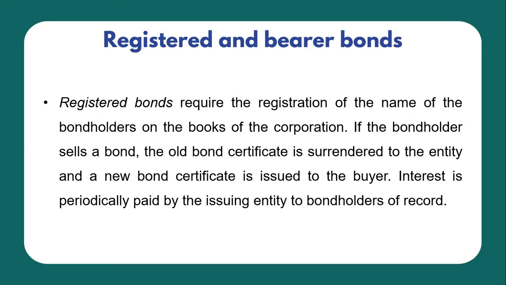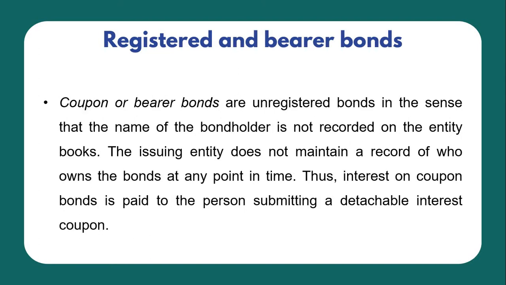Now, if Company B sells the bond it is holding to another party like Company C, and that is a registered bond, the name of Company B as the registered name in the bond indenture will be removed, and it will be transferred to Company C. So, it is changed from Company B to Company C. That is registered bonds. However, when you say coupon or bearer bonds, these are unregistered bonds in the sense that the name of the bondholder is not recorded on the entity's books.